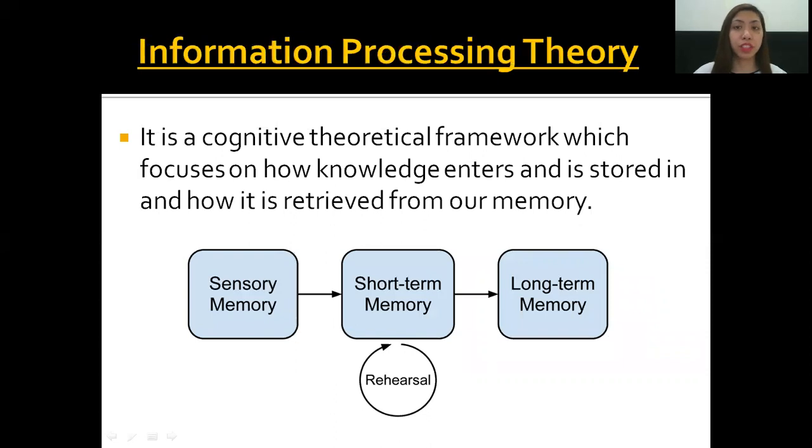Next, we have the information processing theory, which is a cognitive theoretical framework which focuses on how knowledge enters and is stored in and how it is retrieved from our memory. This describes how the learner receives information from the environment through the senses, and what takes place in between determines whether the information will continue to pass through the sensory register, then to the short-term memory, and then to the long-term memory.